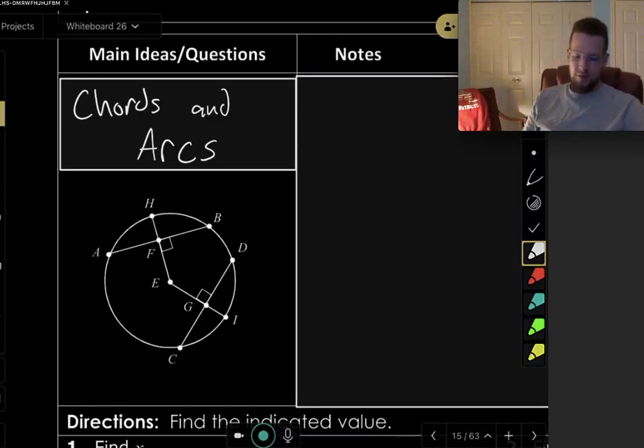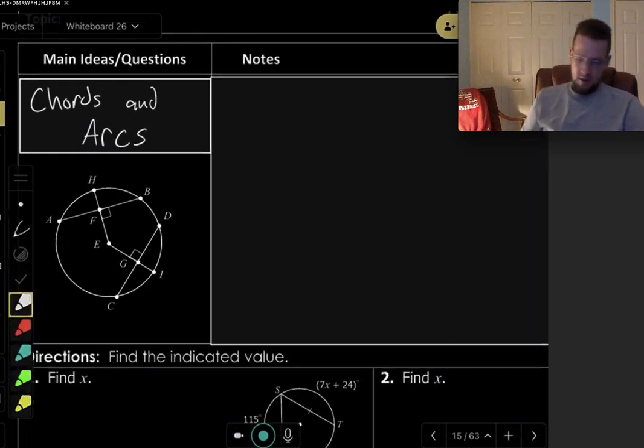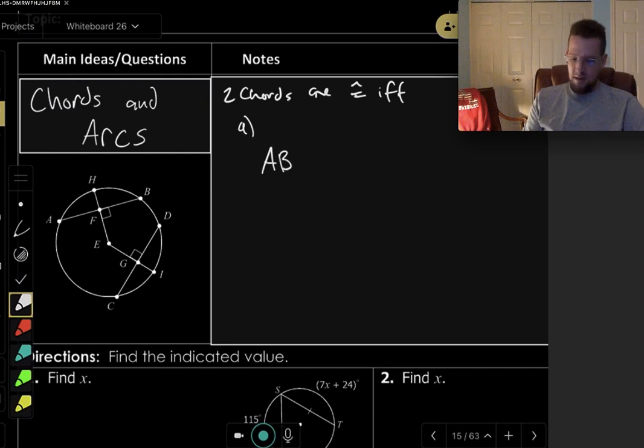So we have chords and arcs, and there are two conditions for congruent chords. Two chords are congruent if and only if, so it's a biconditional statement. We need two things to be true. Number one, we need the measures of these two chords. AB is a chord. Oh, hold up.